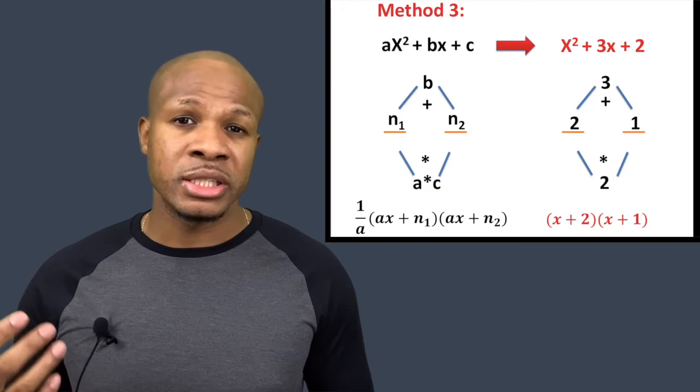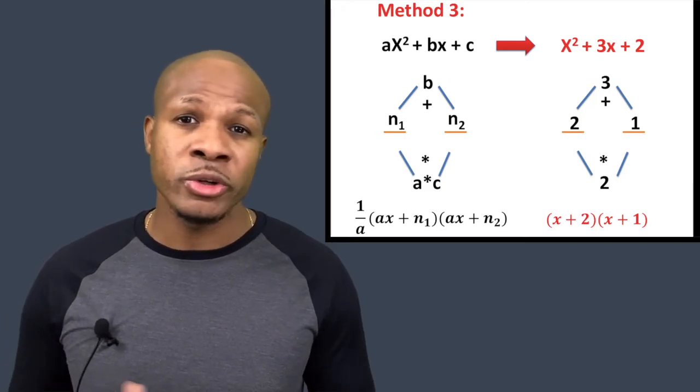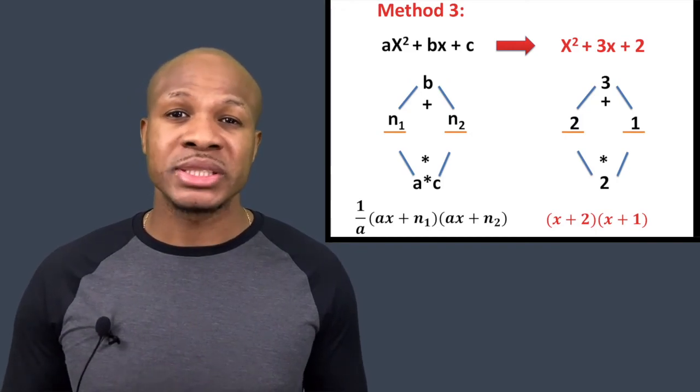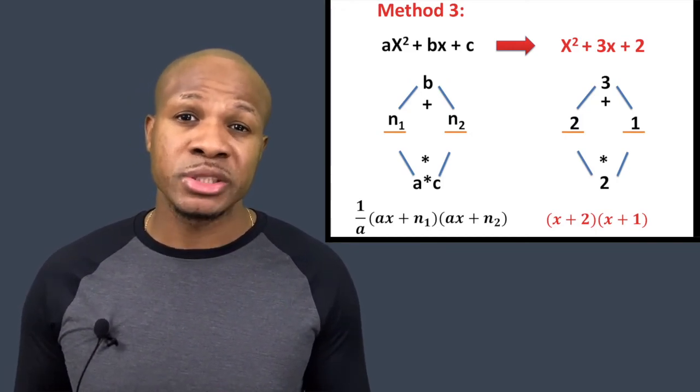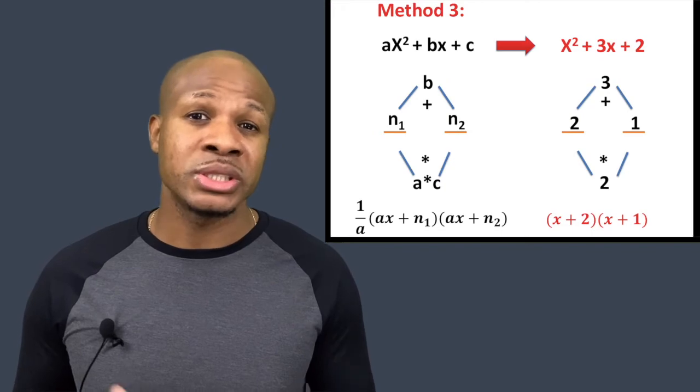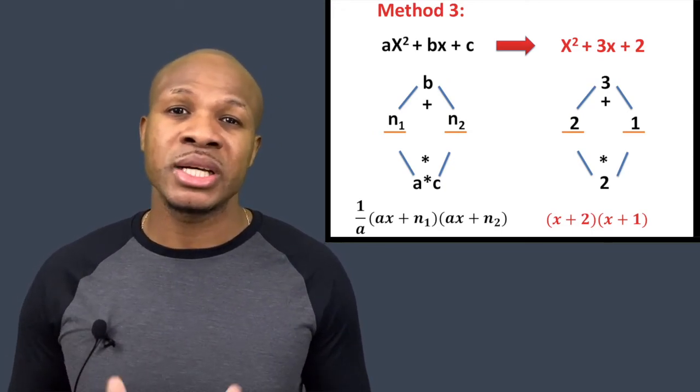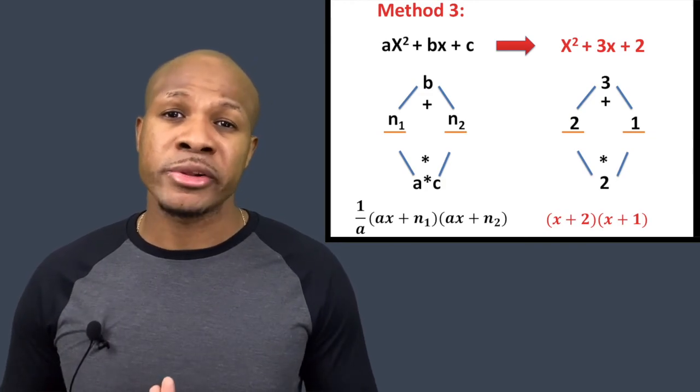1 over a, in this case a equals 1, so that's just 1. We don't need to write that. And we have ax, which is just x, plus n1, which is 2, so we have x plus 2. And we have ax, which is again x, plus n2, which equals 1, so that's x plus 2 times x plus 1. And that is how this polynomial factors.